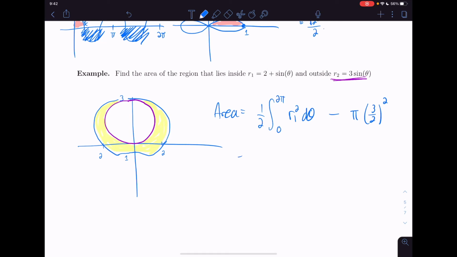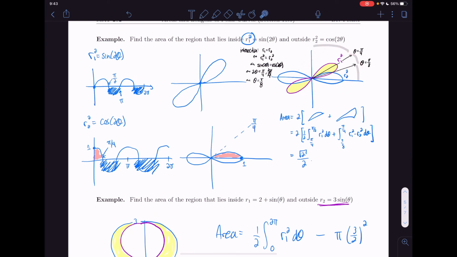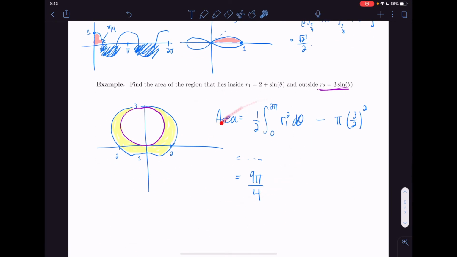Again, here I'll let you finish the computation. By my computations, I was getting 9 pi over 4. So this just goes to show that sometimes the situation can be very complicated, and sometimes it can be very easy. But it all really boils down to accurately understanding what the pictures look like at any given moment in time.